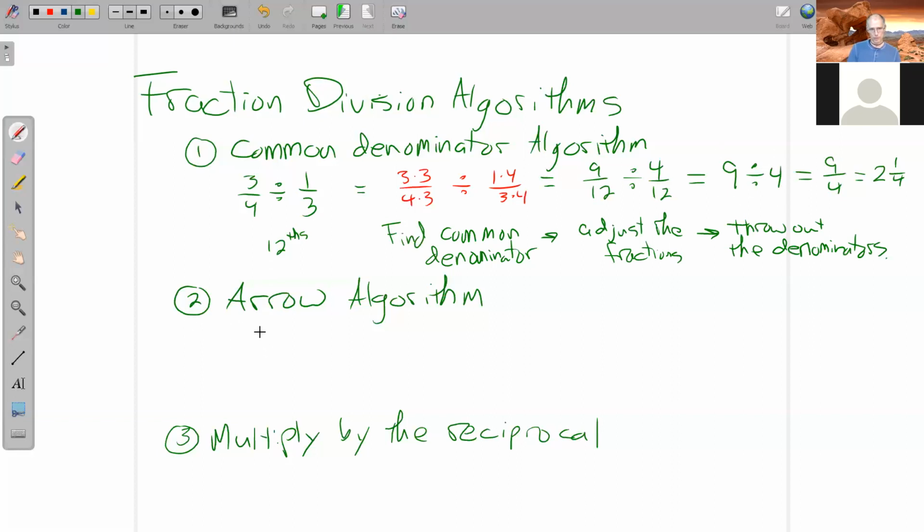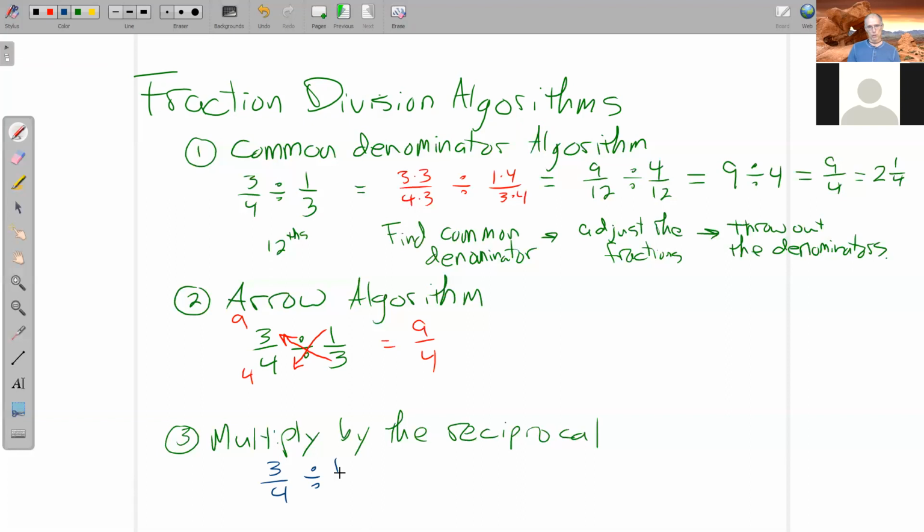Arrow algorithm works kind of in reverse of some of the other ones. Starting with the second fraction, we draw arrows in opposite directions. So 3 times 3 is 9, 1 times 4 is 4, so the answer has got to be 9/4. So that's the arrow algorithm. And the multiply by the reciprocal algorithm is kind of the standard one.